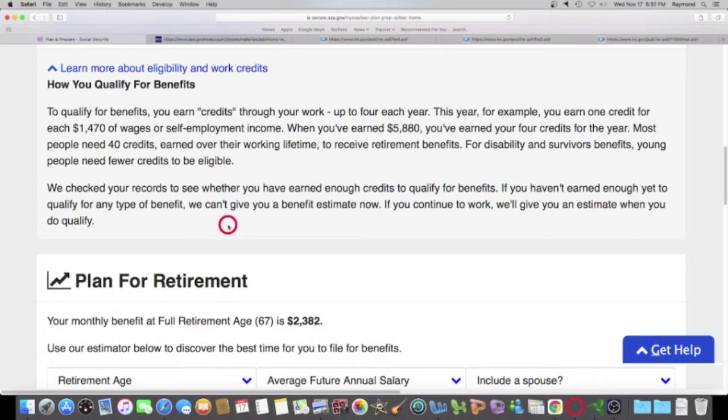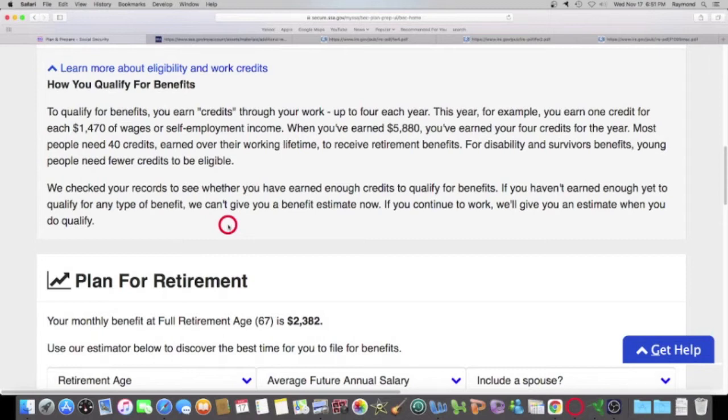So let's say you work 50 years. Social Security is still going with that magic number of 35. And what they're going to do is, out of the 50 years you worked, they're going to look at the 35 years that you made the most money, and then they're going to do their math on that to determine what your Social Security retirement check will be.